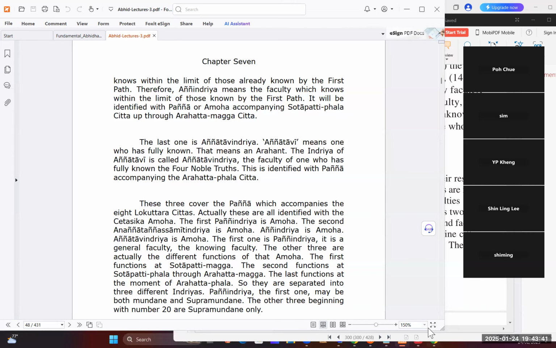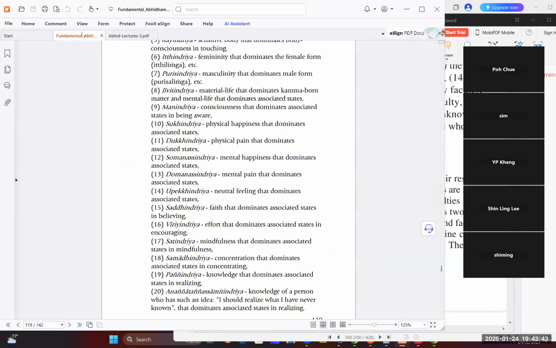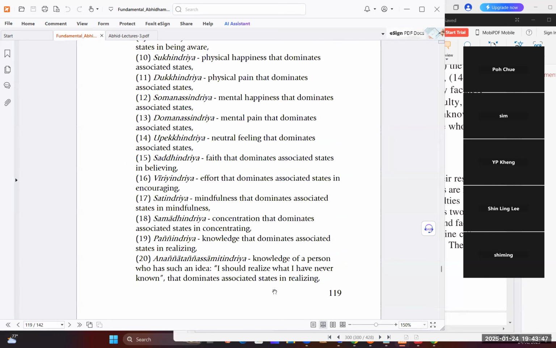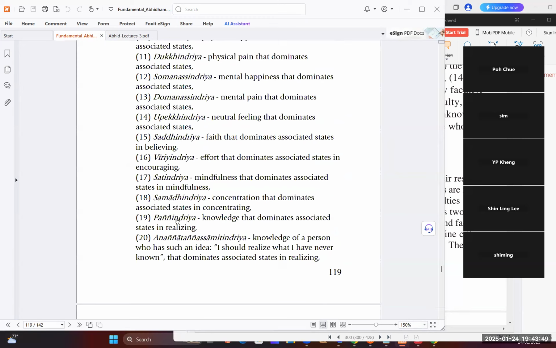Okay, thank you. All right. So what you say is that this one, number 19, can be mundane or supramundane. Then 20, 21 down there, the three of them have to do with enlightenment, supramundane. So this 19 can be both mundane or supramundane. All right. So it's good to read the Manual of Abhidhamma for more explanation.